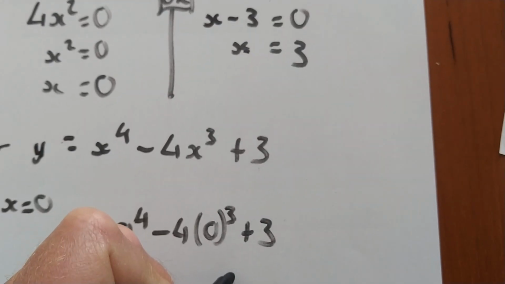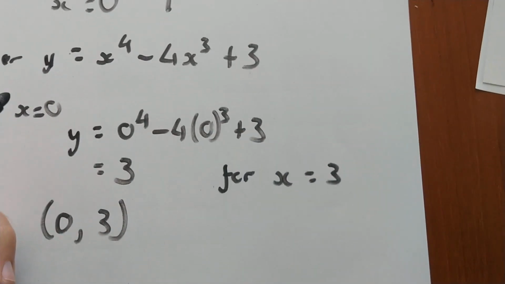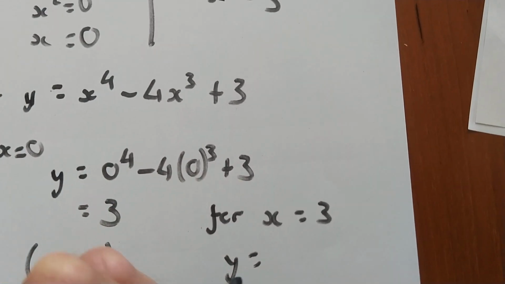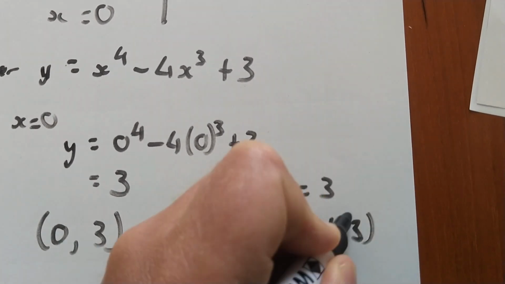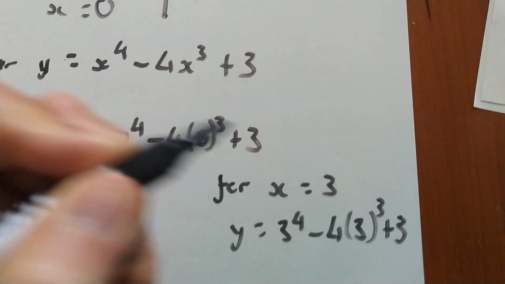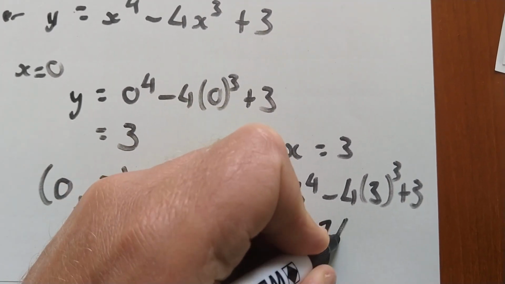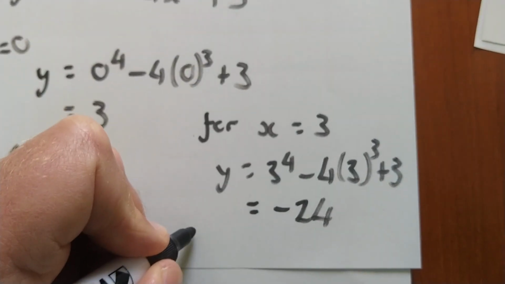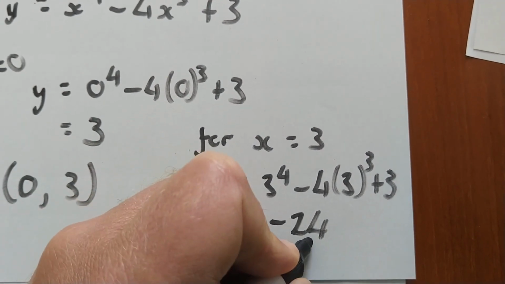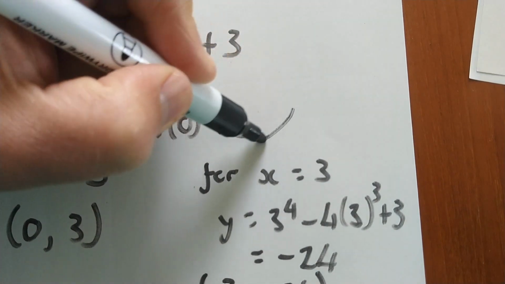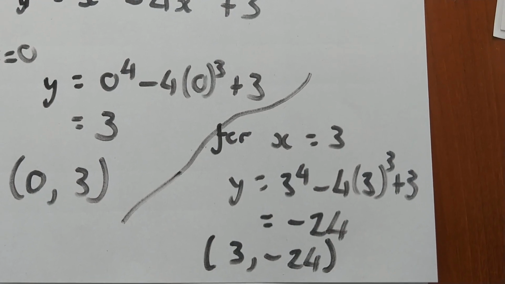And then again, for x equals 3, y will equal 3 to the power of 4 minus 4 lots of 3 cubed plus 3. If you work that out, equals negative 24. So again, I'll state that point. That's the point (3, -24). These are the two places on my graph where the gradient is 0. So these are my stationary points.